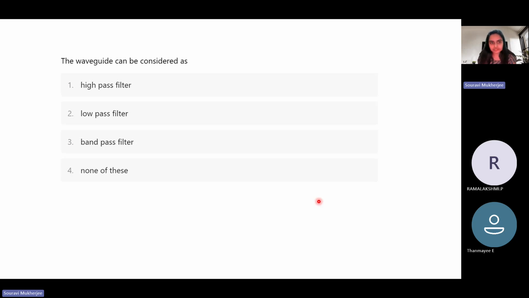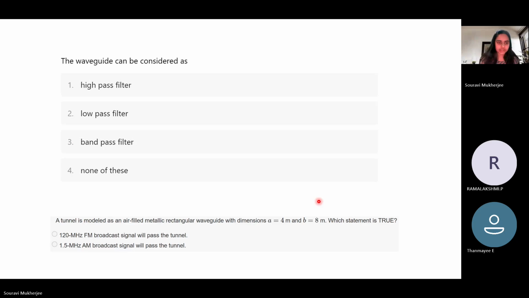Okay. So for this, what should be the answer? Anyone can answer. I think this is a very standard question. If you have a doubt, feel free to ask me, but if you already know the answer, can you tell me? The waveguide can be considered as... High pass filter, ma'am. Yes. That's because we have a lower limit to the frequency below which the wave number becomes imaginary, and waves get attenuated. So it's a high pass filter.